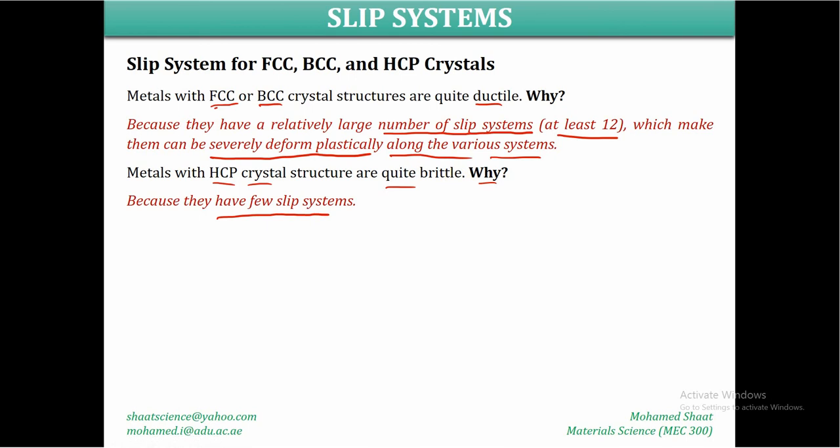So why are the FCC and BCC quite ductile in comparison to the HCP? Because of the high number of slip systems, at least 12 in the FCC and BCC crystal structures, making it easy for them to achieve plastic deformation without fracture, indicating a high ductility. But the opposite is true for the HCP crystal structure. Make sense?